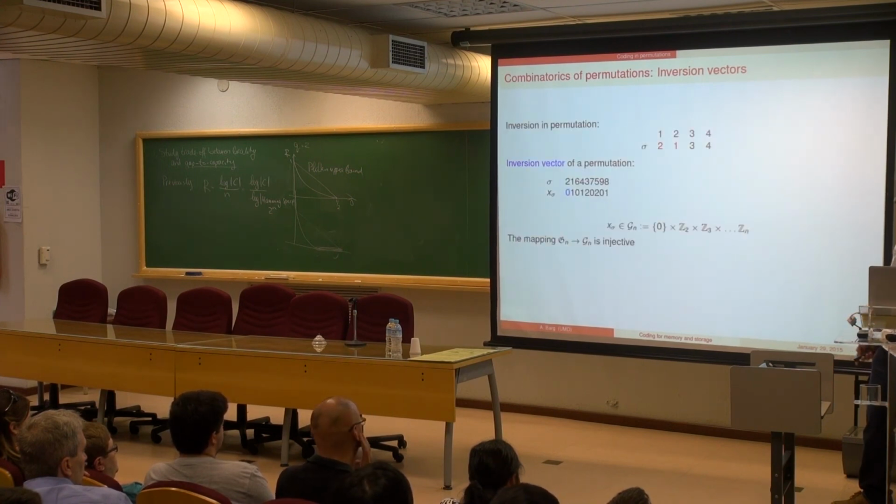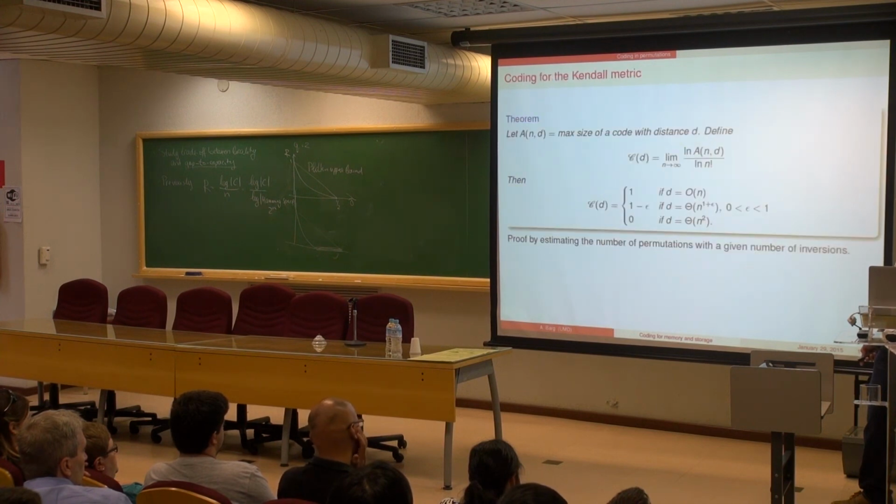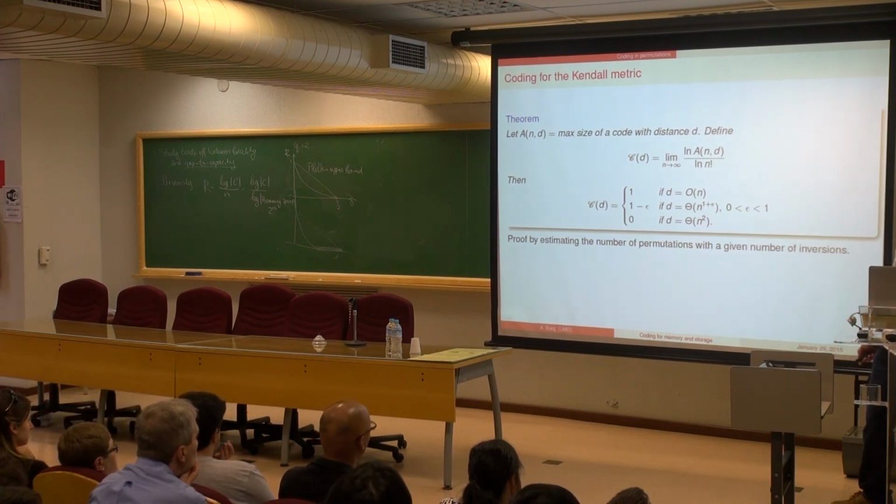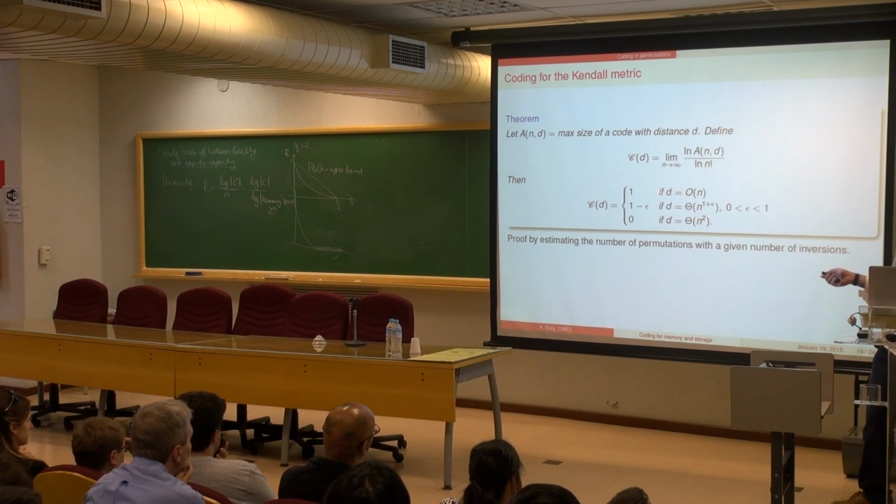It turns out that this mapping is in fact weight preserving, distance preserving. It is not distance preserving, this is not true. It is distance increasing. So working with the L1 metric on inversion vectors, we can in fact find the capacity of rank modulation exactly. And it happens to be like this.